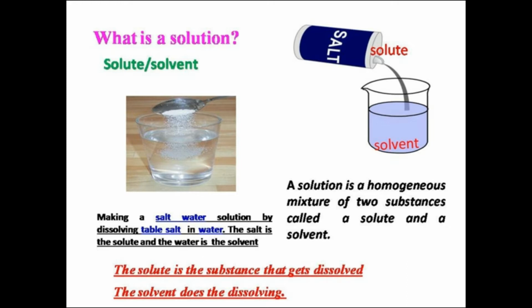So when we are talking about solution, we should know two terms. One is solute, another one is solvent. So in this simple example, what is solute? The salt is solute and the water is the solvent. So we can define these two terms in this way. The major component is solvent and the minor components are solute.